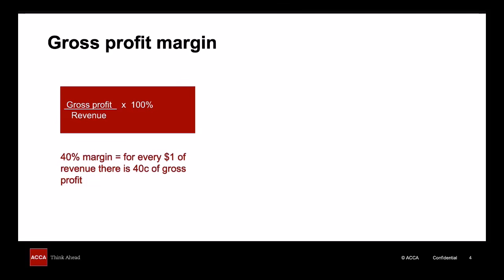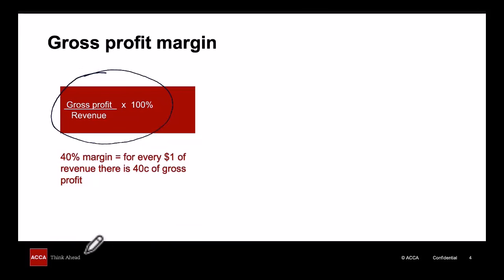So the first ratio that I have picked is one that comes up quite a lot, the gross profit margin. Now remember, you might be asked to calculate this, or you might be given a gross profit margin. Regardless of the examiner's approach, it's really important that you remember the calculation. You need to know that calculation so that you can talk about the margin, even if it's given to you.